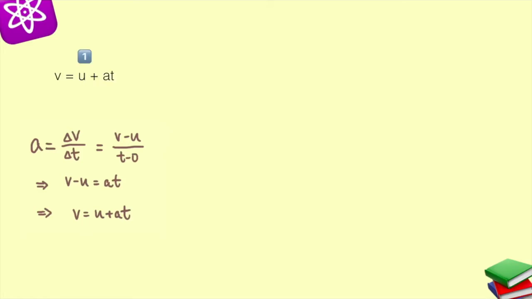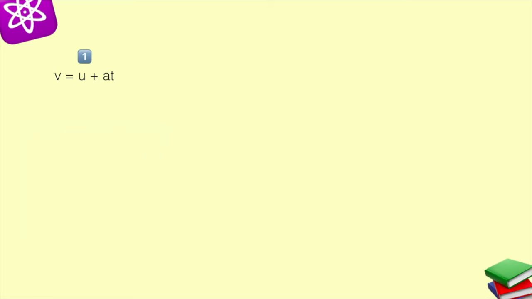So the first equation can actually be derived from the definition of acceleration. We know that a is equal to delta v over delta t. By rearranging the equation, we can get v is equal to u plus at, and this is our first SUVAT equation. The other three SUVAT equations need to be derived with the assistance of motion graphs.